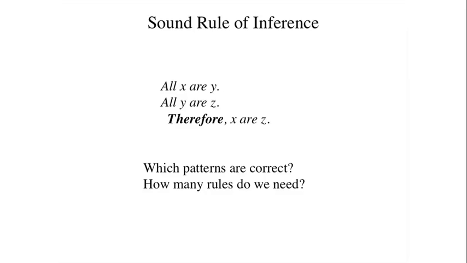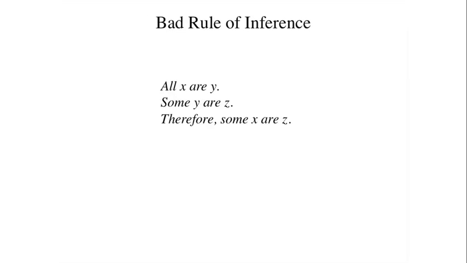The existence of such reasoning patterns is fundamental in logic, but raises important questions. Which patterns are correct? Are there many such patterns or just a few? How many do we need? Let us consider the first of these questions first. Obviously, there are patterns that are just plain wrong, in the sense that they can lead to incorrect conclusions. Consider, as an example, the faulty reasoning pattern shown here. All x are y, some y are z, therefore some x are z.